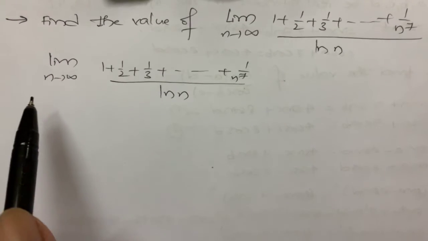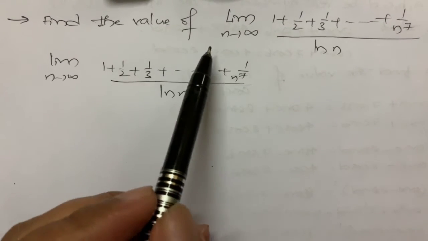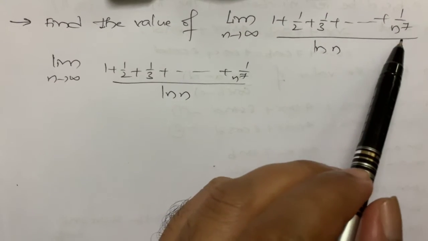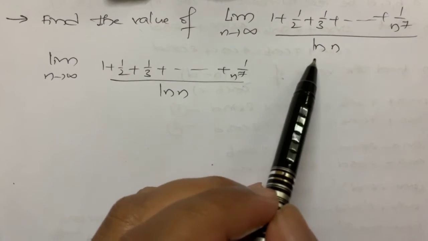Let's look at this problem. Find the value of limit n tends to infinity of (1 plus 1 by 2 plus 1 by 3 and so on up to 1 by n^7) divided by ln n^7.